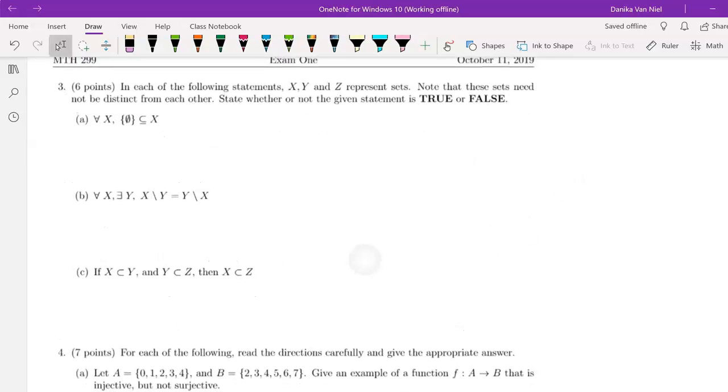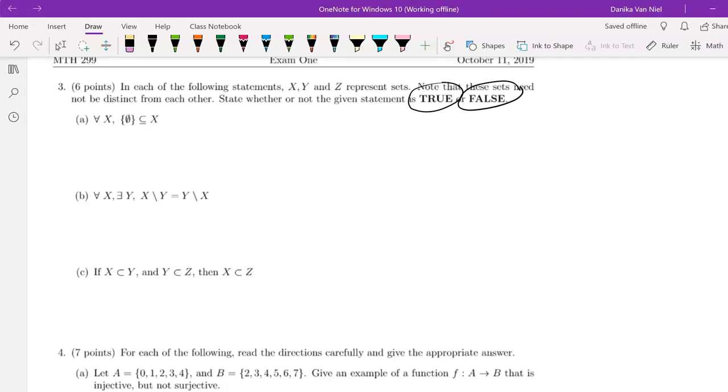Alright. 3. In each of the following statements, x, y, and z represent sets. Note that these sets need not be distinct from each other. Right, so they could be equal. State whether or not the given statement is true or false. When you're writing this on the exam, you should write out the whole word true or false, because sometimes people try to be tricky with that kind of stuff. That'll just get 0.